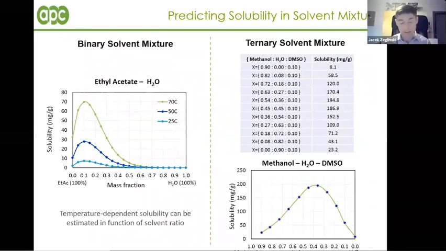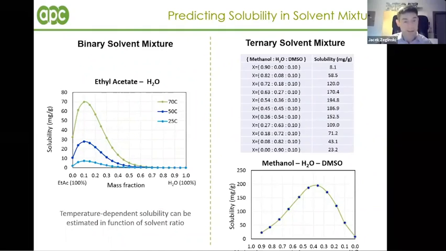In addition to the neat, single-solvent systems, we can also predict solubilities in solvent mixtures. And this is a very handy, very useful application because for many APIs, there is no neat solvent which can be identified. Basically, solubility is so low that there's nothing to choose from. And then, in this case, sometimes we are able to find a solvent mixture which satisfies our criteria.